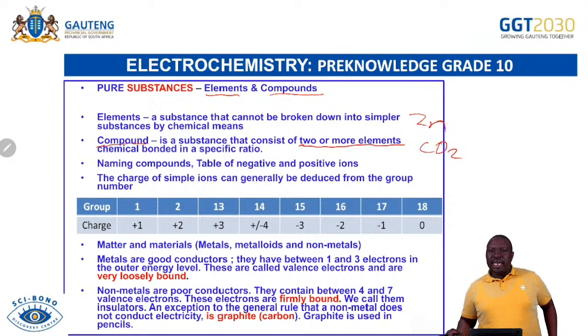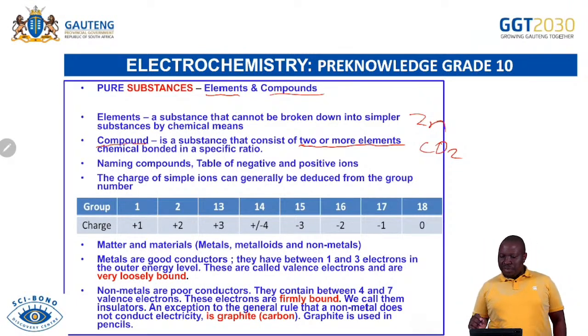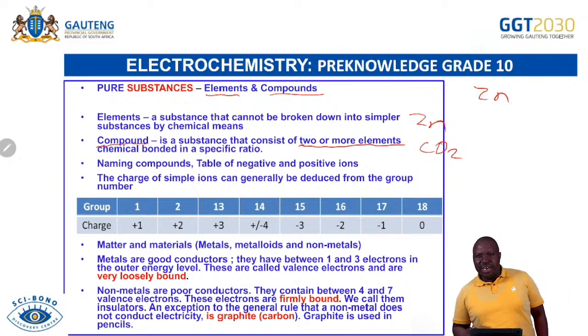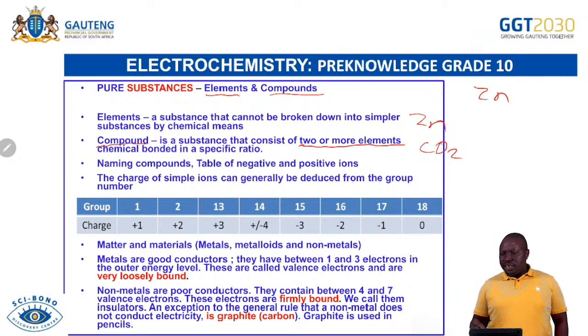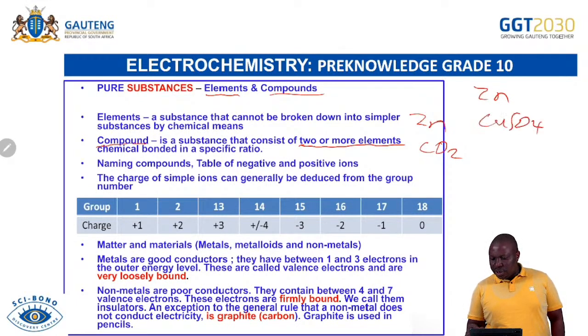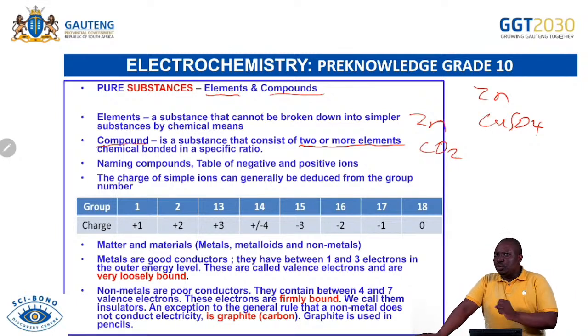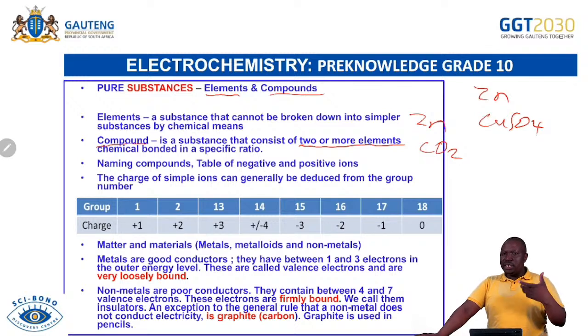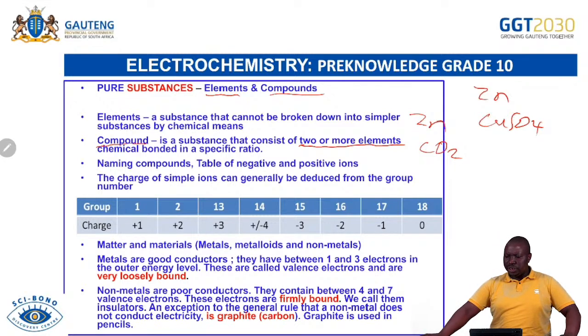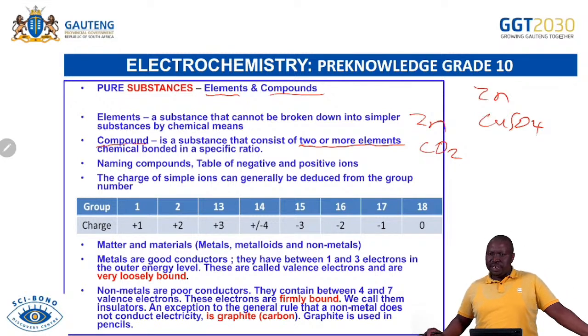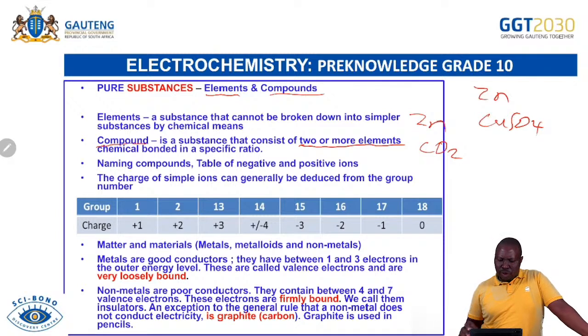So you have to know that in this section, we'll be dealing with elements. I gave zinc as an example of an element. We'll also be dealing with compounds. I can give you, for example, copper sulfate. You see, it's more than one element that is making copper sulfate. So that would be a compound. Zinc itself is an element because it's on its own, but copper sulfate, you will refer to it as a compound. So you have to know that.